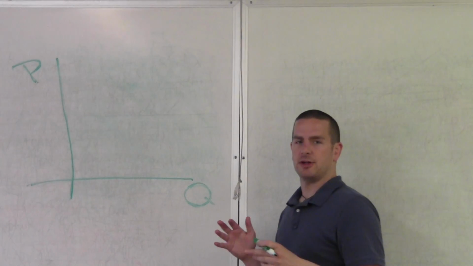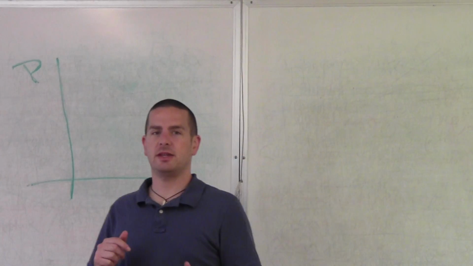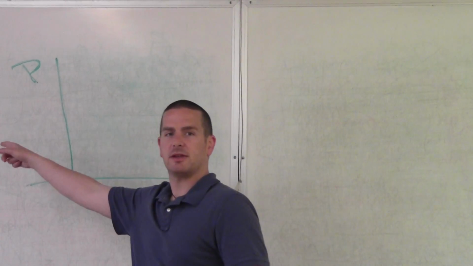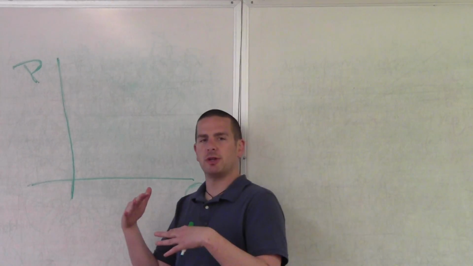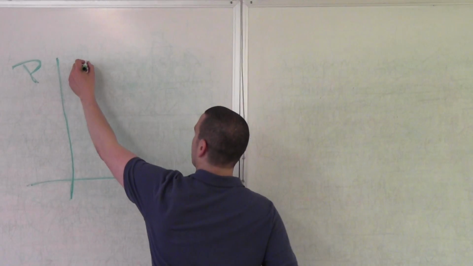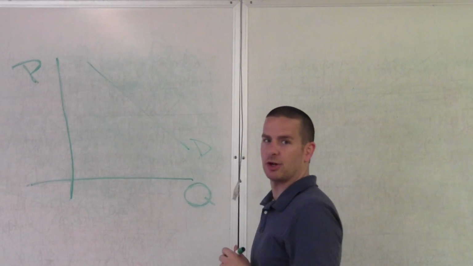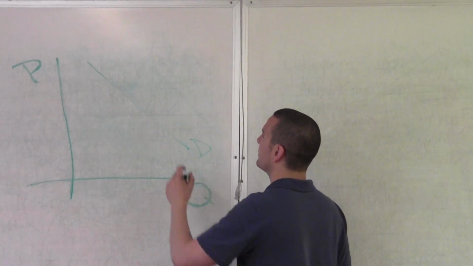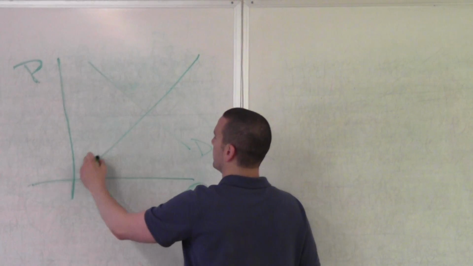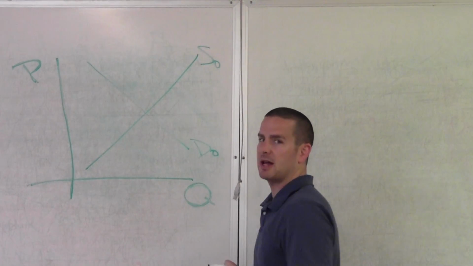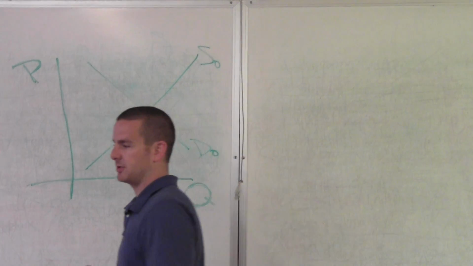Okay, let's bring this together now. We have quantity, we have a demand curve, and we have a supply curve. We have a price, and we have a quantity. Let's bring them all together now. We have a demand curve that slopes downwards. We have a supply curve that slopes upwards. Okay?